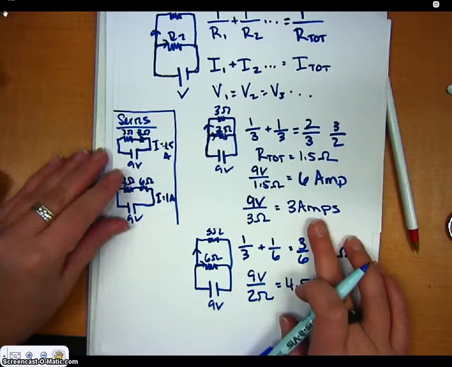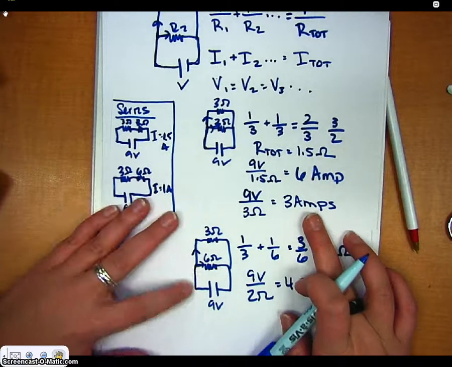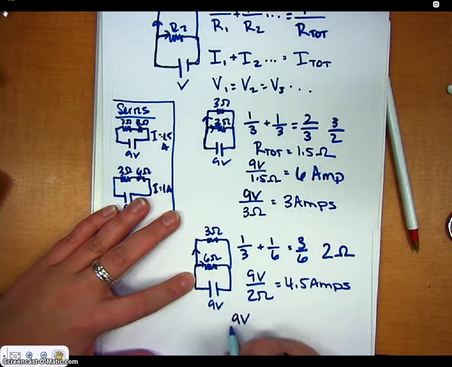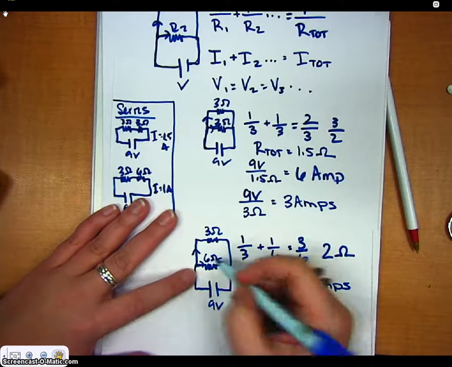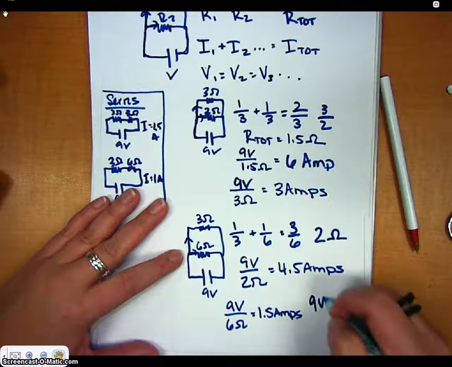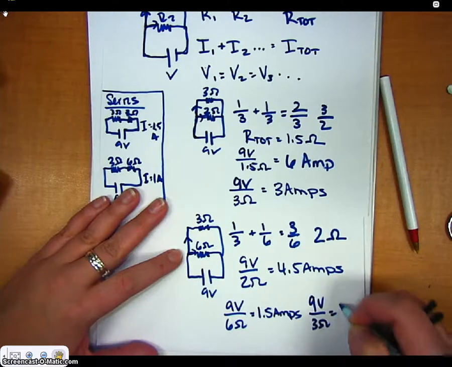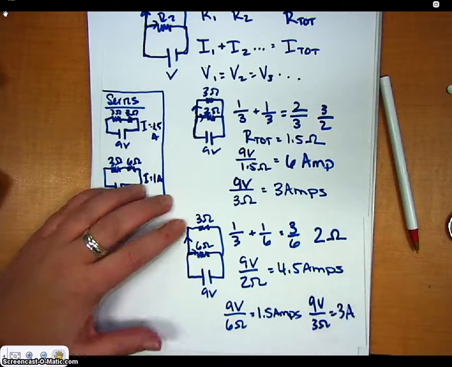So again, each one gets equal access to the battery. So we're going to take 9 volts, divide it by 6 ohms, and it gives us a current of 1.5 amps that goes through this resistor. And then if I do 9 volts over 3 ohms, I get 3 amps through that resistor.